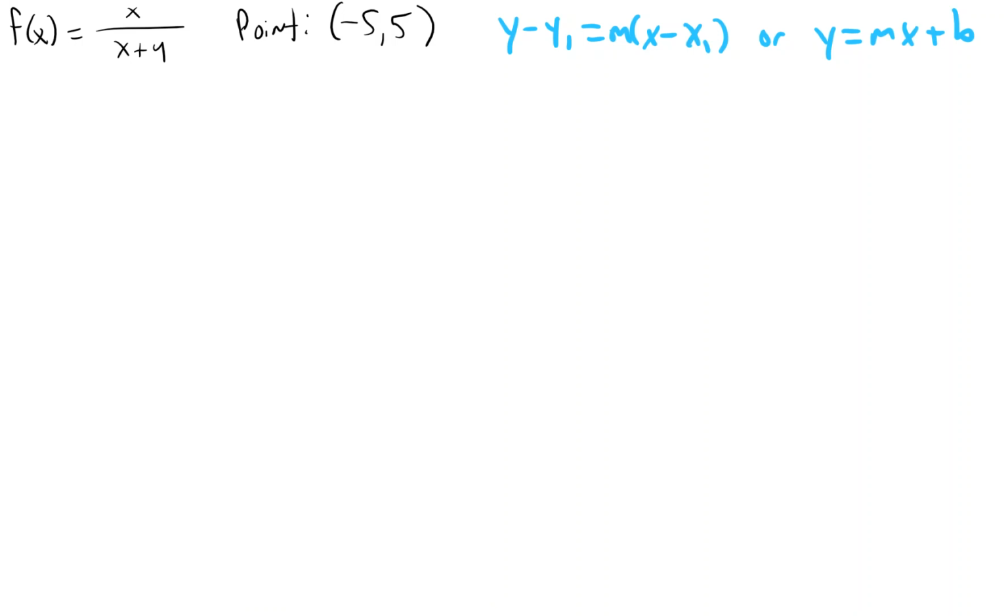So the slope of our line, the slope of the tangent line, is going to be the value of the derivative at this point. So I need to, and that's where the calculus comes into play, find the derivative of this, which is going to be the quotient rule.